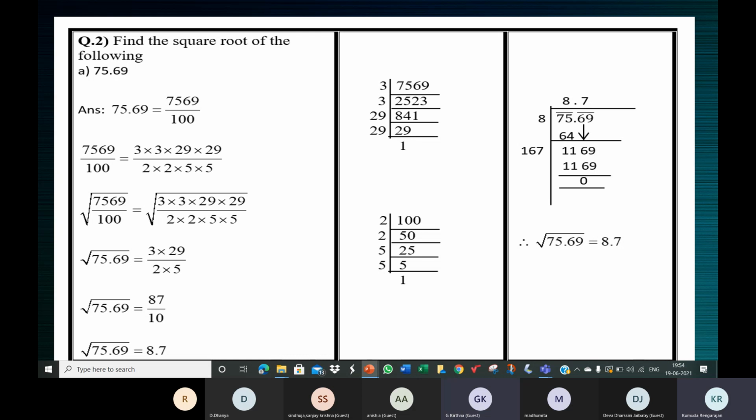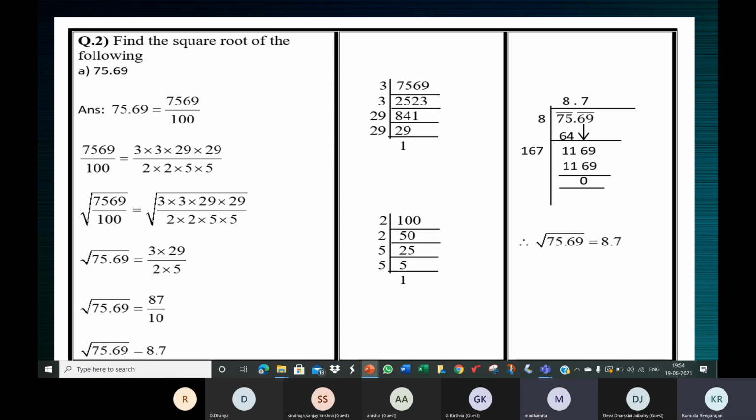Yes, ma'am. So the quotient, the square root of 285.61, is 16.9. Very good, Kirtana. Very good. Thank you so much.